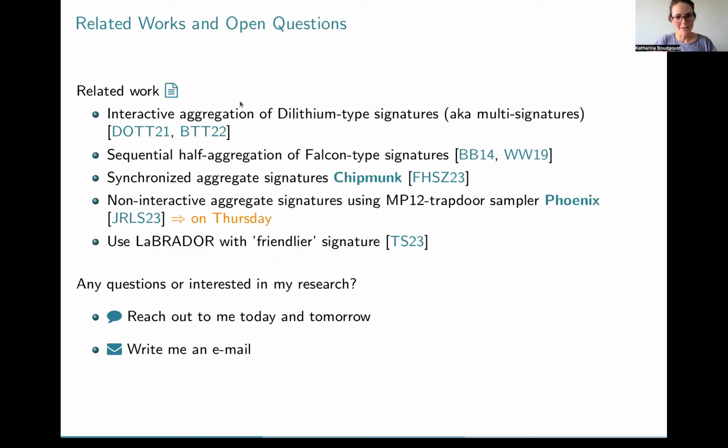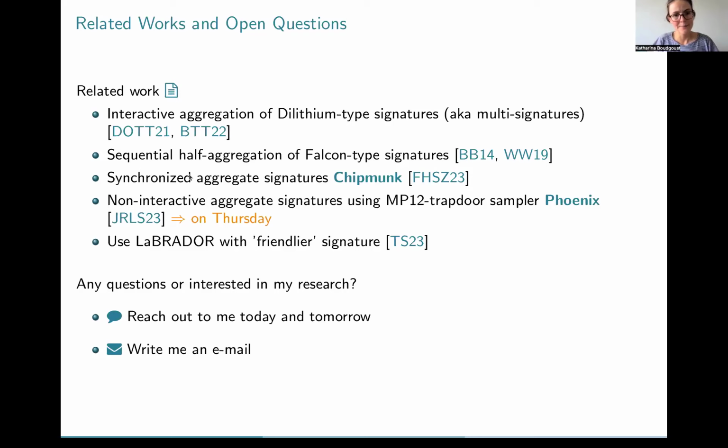So related work, I think I should have done it the other way around, but now it comes. If you do interactive aggregation, which I've completely omitted today, there are solutions for Dilithium-type signatures. We sometimes also call it multi-signatures if the people sign the same message. And that was the question by Thomas. So we have sequential half aggregation of Falcon-type signatures, but they get slightly better compression rates than our sequential half aggregation, but still not crazy well.